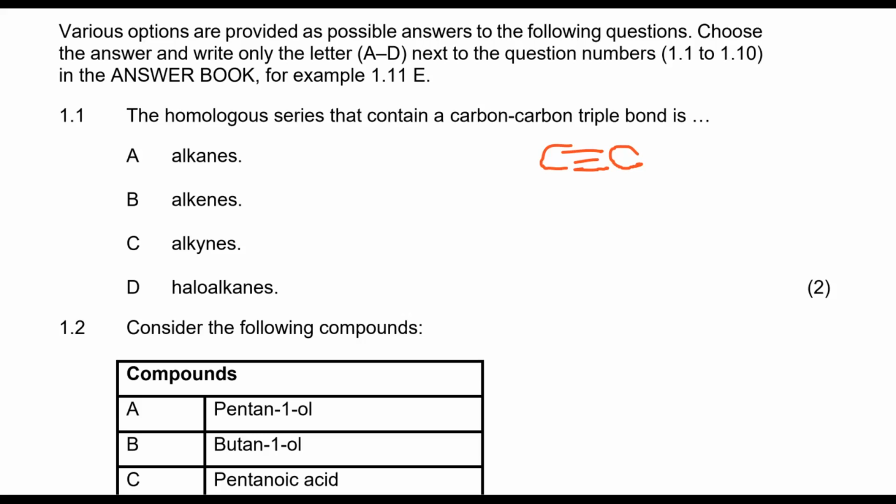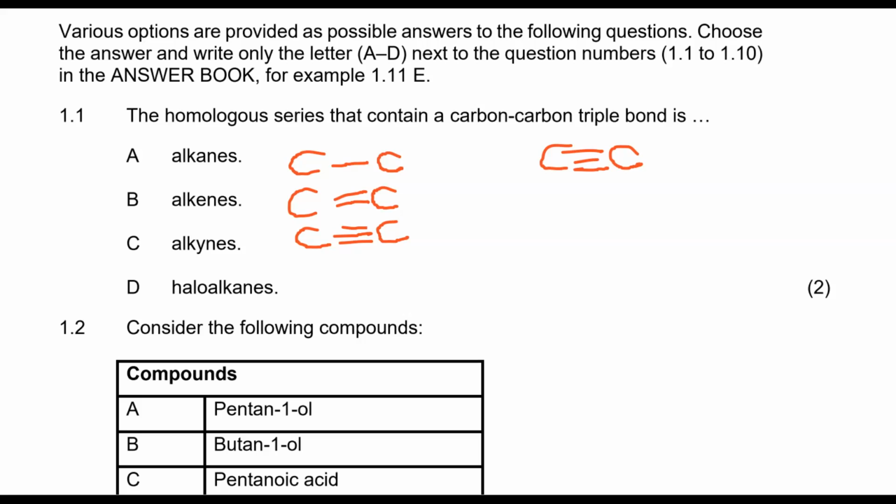So you have alkanes. Alkanes are carbon, single bond, carbon. And then you have alkenes. Alkenes are carbon, double bond, carbon. And then alkynes are carbon, triple bond, carbon. Then you have haloalkanes.